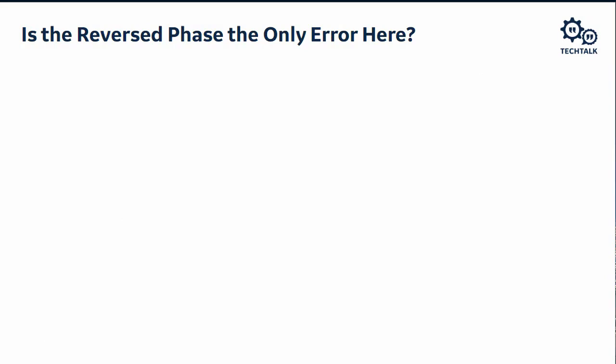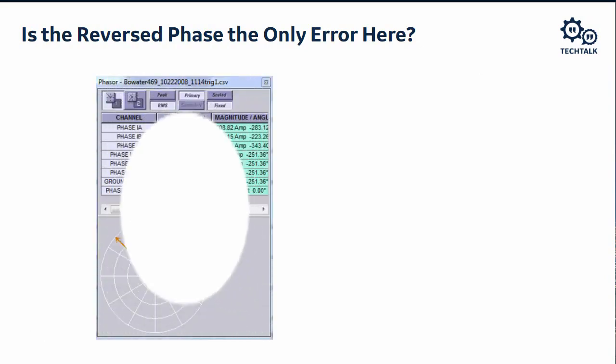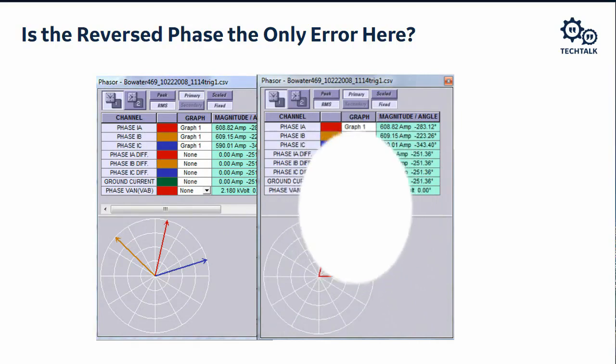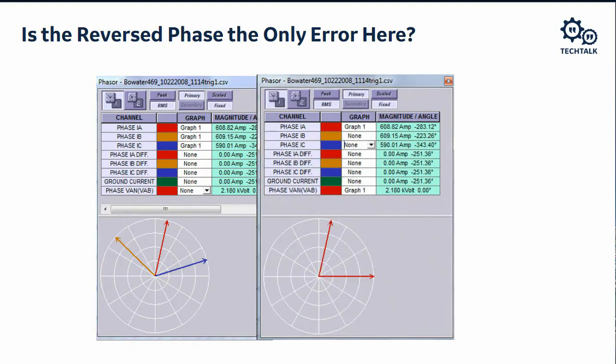The other problem we should always ask when we find an error like that is, is that the only error here? Let's take a look. If I take a look at this, the red vectors on the right are the current and the voltage. And right off the bat, I've probably got a problem because I should never have that much of an angle between the voltage and the current.